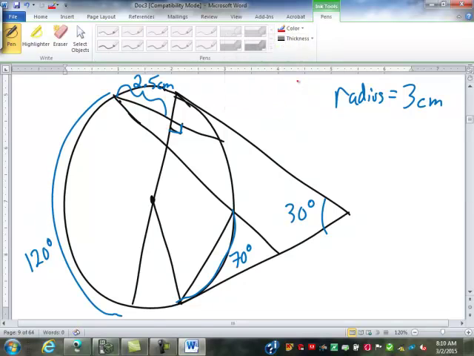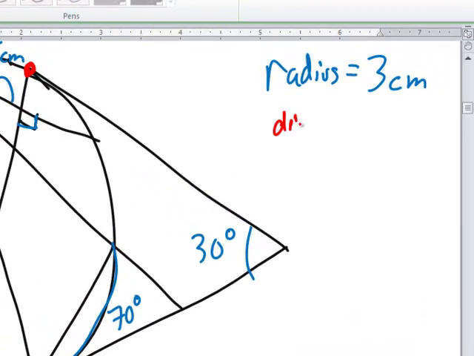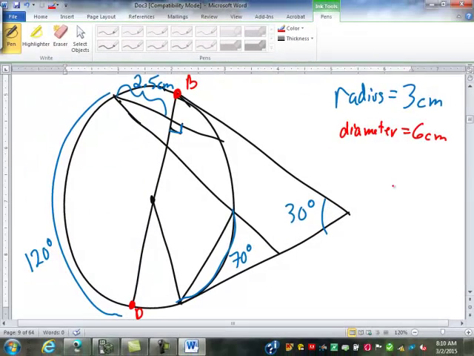First thing I'm going to ask you for. What is the length from here to there? Yeah, that's just the diameter. 6 centimeters. Now, if I were doing this on a quiz or a test, I might label this point B and point D or whatever, and I might ask you what is BD? The distance from point B to point D. Same thing.